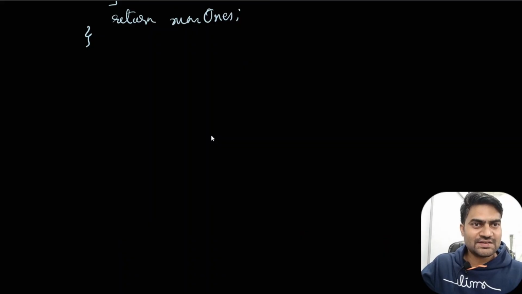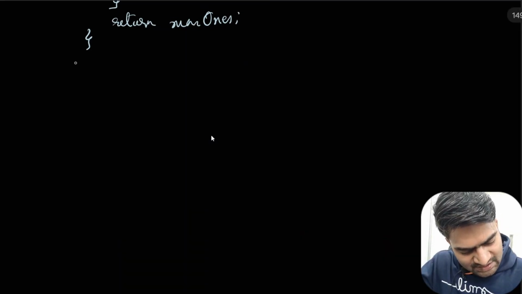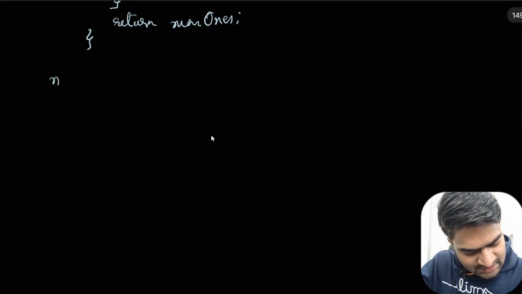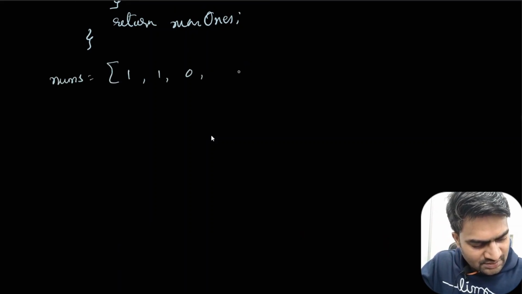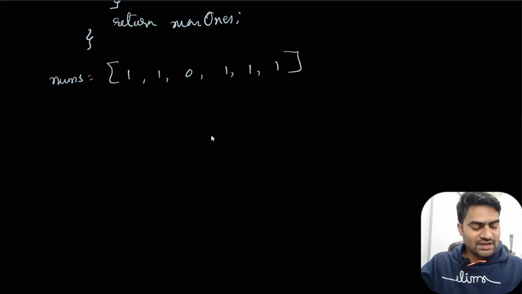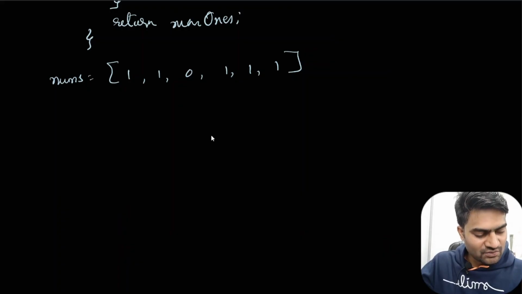So this involves 2 for loops. Is there any way where we can optimize this to use only one loop? Let us look into that. Let us again take nums equal to 1, 1, 0, 1, 1, 1. So here I will simply loop through this particular array only once.